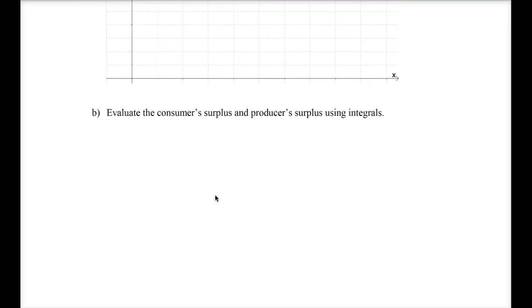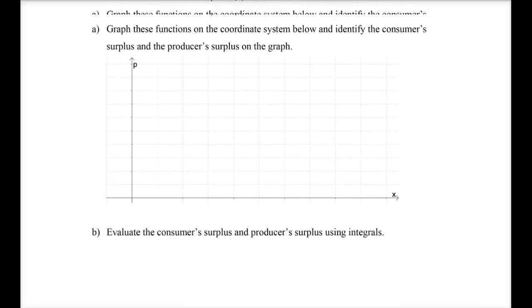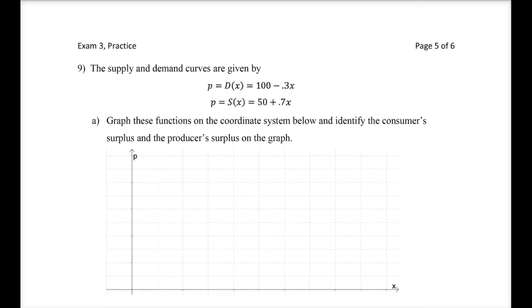The second part is that after we identify what those regions are, we want to evaluate what the consumer surplus and producer surplus is by using integrals. So what I want to do here is, before we actually do this problem, I want to go back to the notes again so that we can understand what consumer surplus is, what producer surplus is, and what all those areas under the curve or in between curves actually means.